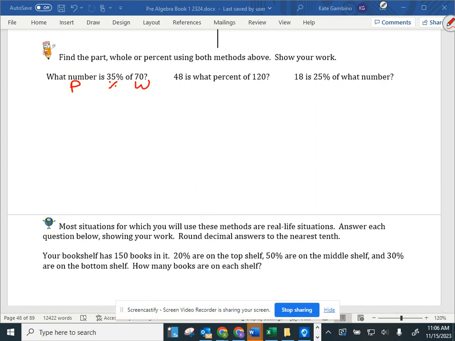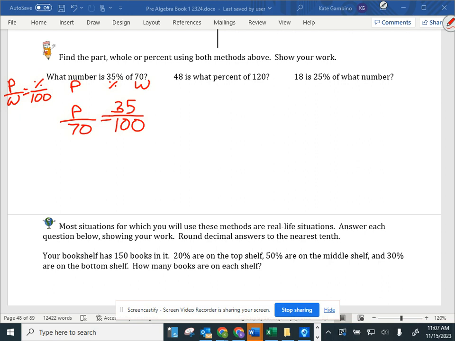So if I look at my proportions, I have part over whole equals the percent over 100. So I don't know my part. I know my whole is 70. I know it equals that percent, so 35 over 100. Can I solve for the part? Yes. How? Ooh, this is our one-step equation.